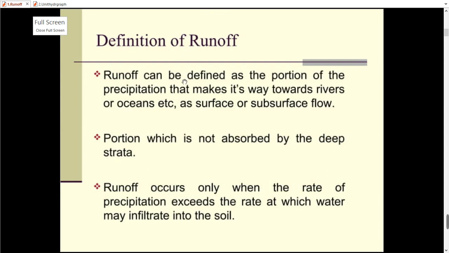Definition of runoff. Runoff can be defined as the portion of the precipitation that makes its way towards rivers or ocean, etc., as surface or subsurface flow. The portion which is not absorbed by the deep strata. So these are the important terms. You will study that one. Runoff occurs only when the rate of precipitation exceeds the rate at which water may infiltrate into the soil.